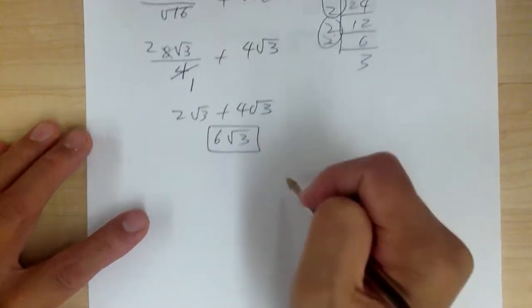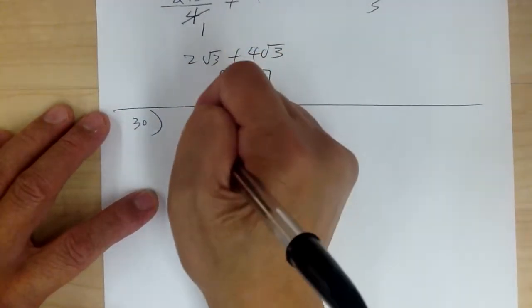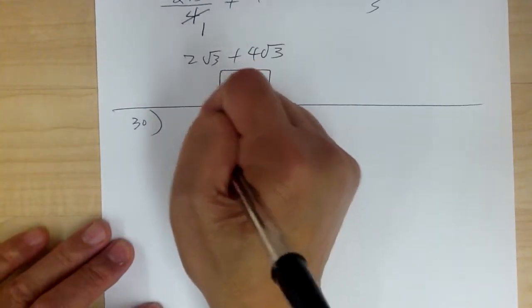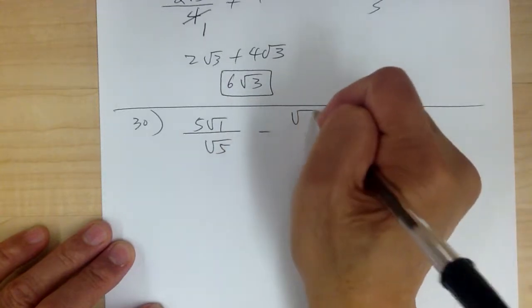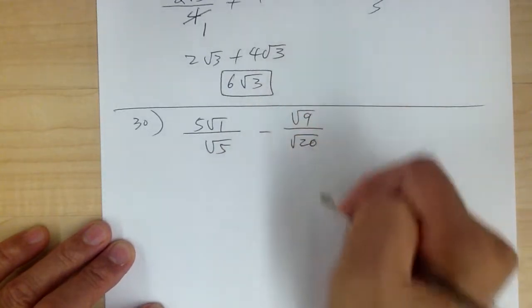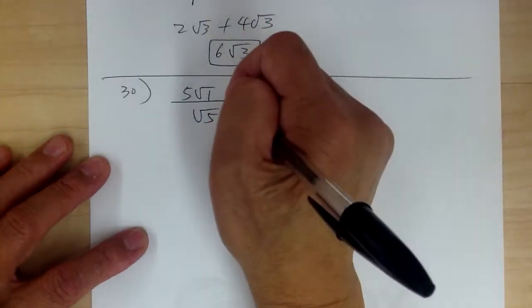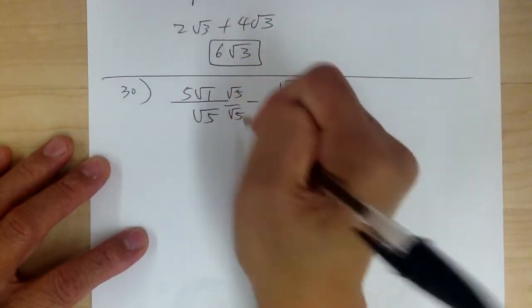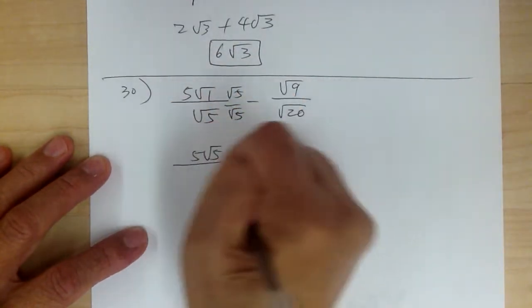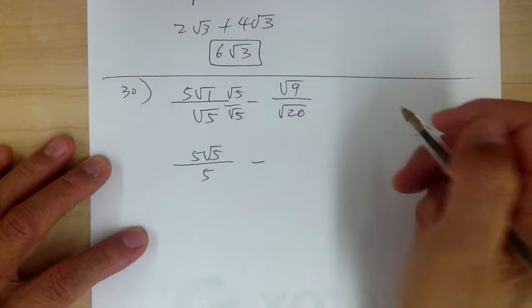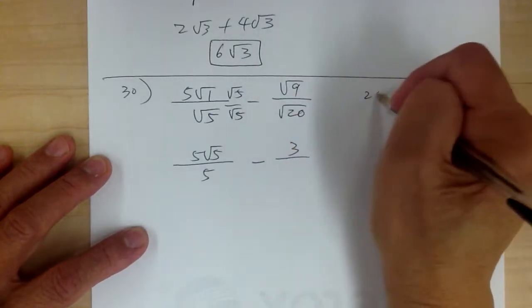Okay, let's go to number 30. So you can separate the top from the bottom. So I get 5 square root of 1 over square root of 5 minus square root of 9 over square root of 20. Okay? So to simplify this, I need to multiply by square root of 5 over square root of 5. Okay? So I get 5 square root of 5 over 5 minus, okay, the square root of 9 is 3. This one over here, I can go off to the side.